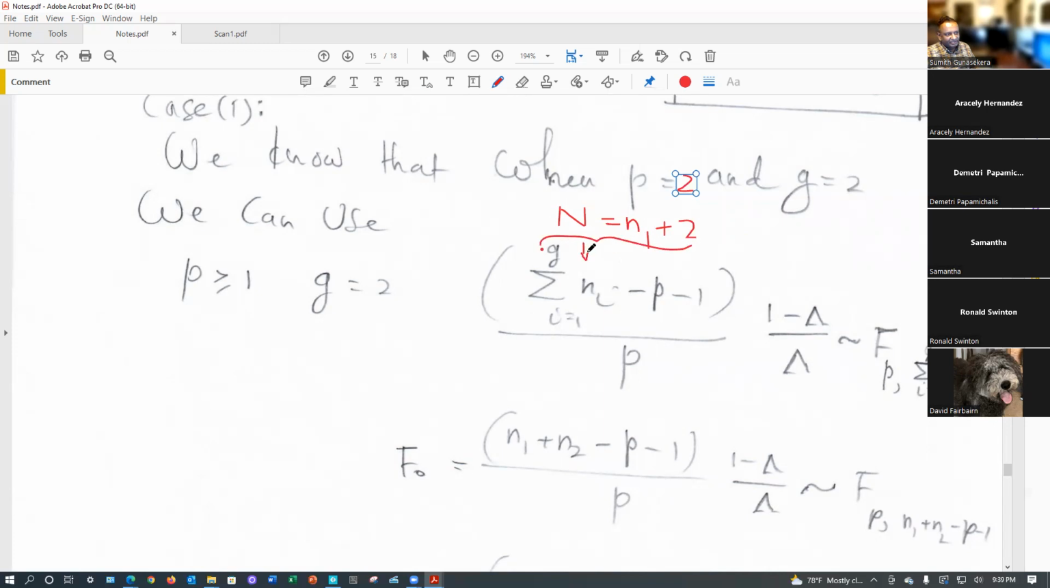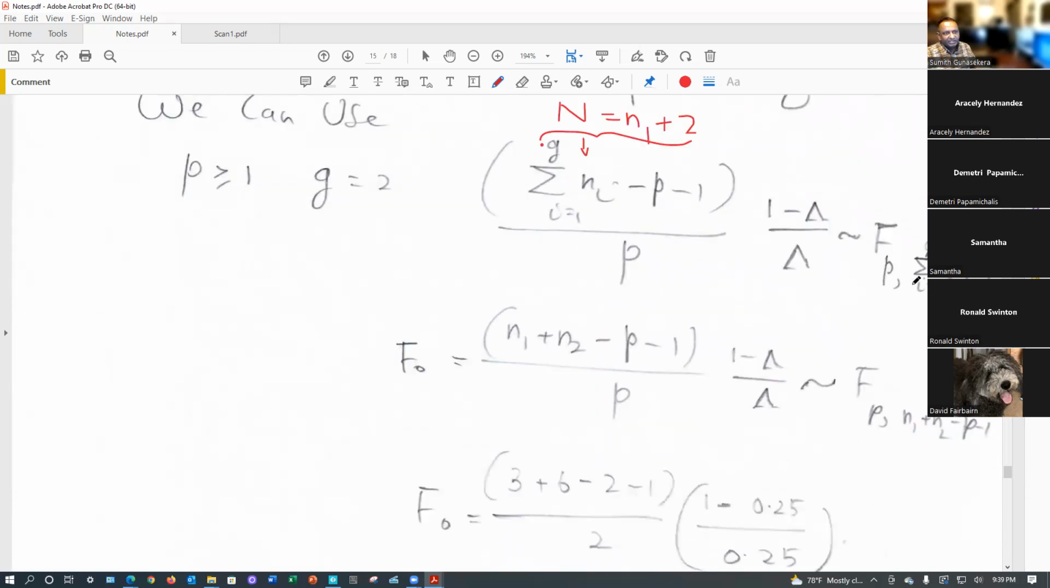Same thing. P is the number of variables. See? If that's the case, this would be your denominator. They're going to flip and come. Okay, this goes to the denominator. This goes to the numerator.